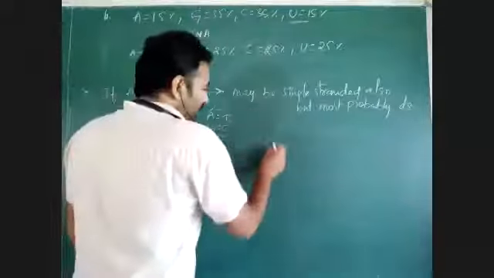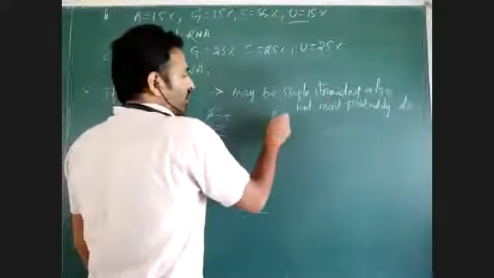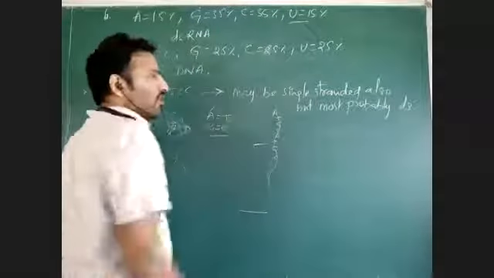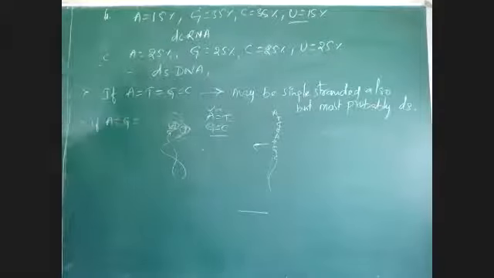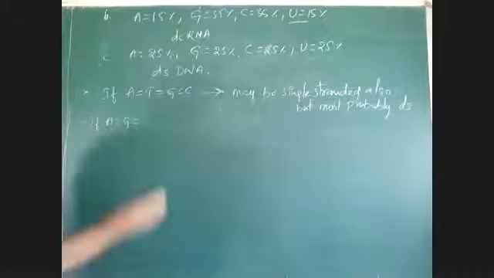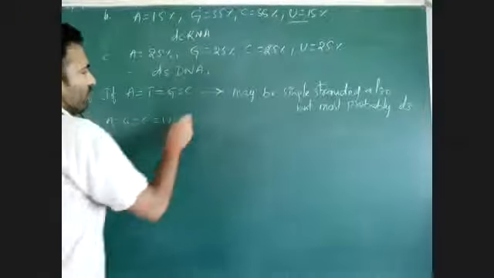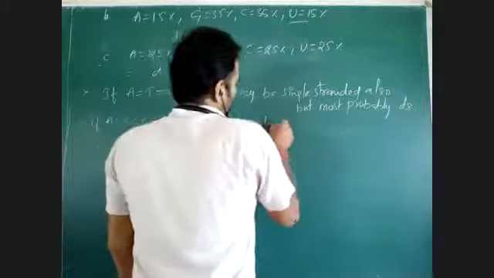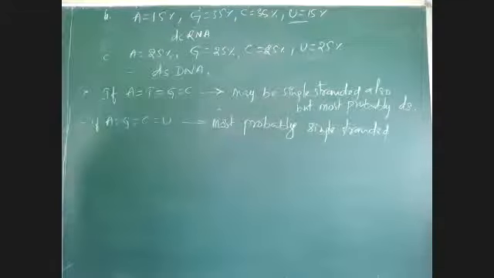if it is a single-stranded DNA molecule also, adenine, thymine, guanine, cytosine, adenine, guanine, this also may be single-stranded, may also be possible. But if A is equal to G, G is equal to C, and C is equal to U, it may be most probably single-stranded. Most probably single-stranded molecule. Why? Because RNA is usually existing as single-stranded molecule.